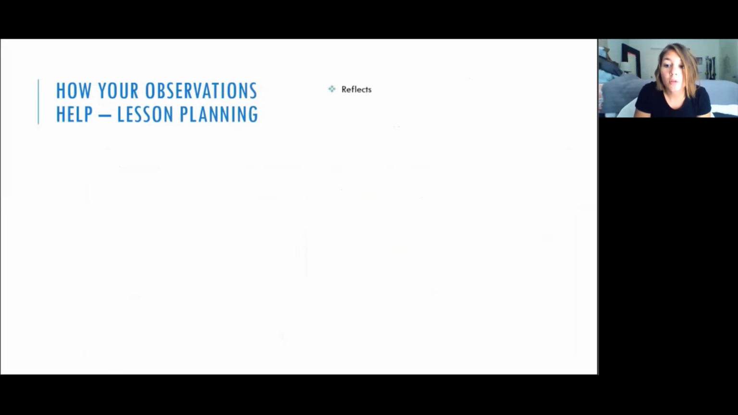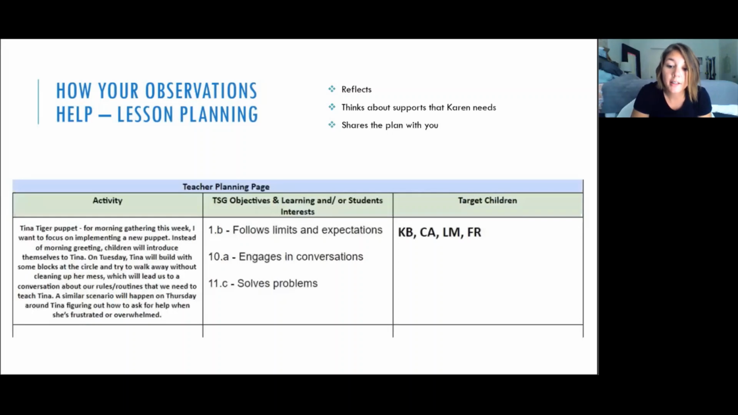By reflecting on the observation that you took, the lead teacher can create a plan for how to approach cleanup time with Karen. So the teacher might think that Karen has trouble asking for help during cleanup time, or that maybe she needs more positive encouragement during this transition. So the teacher can then design a whole group activity that strengthens the classroom rules and routines about cleaning up.